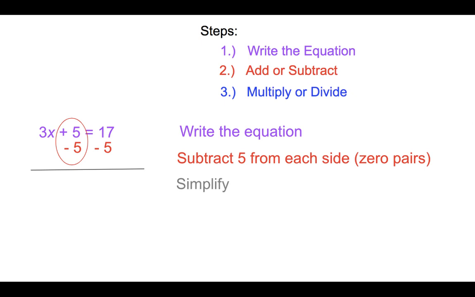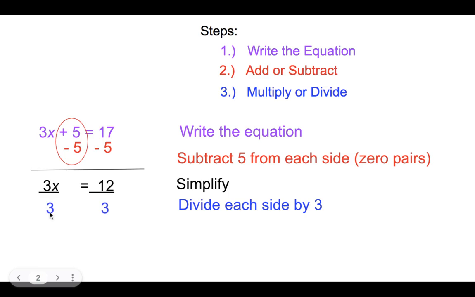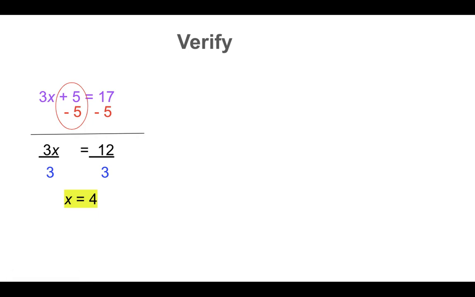So now I have 3x equals 12. Now I can simplify this as a one-step equation because I have 3x equals 12 and the opposite of multiplying is dividing. So I will divide each side by 3. Therefore, I have 1x and the quotient of 12 and 3 is 4. I want to verify or check to make sure that this is correct.